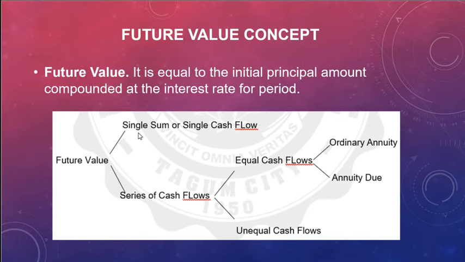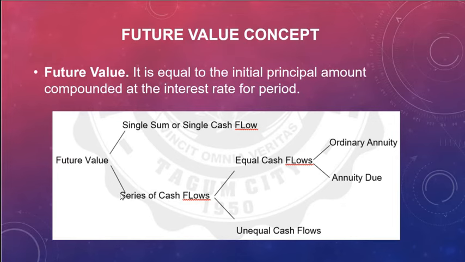So, for example, if you have 50,000 and you invest it one time, just a single sum. You invest it all at once. So that is the first case. There is a different way of computing your future value if that is the case, a single sum or single cash flow.